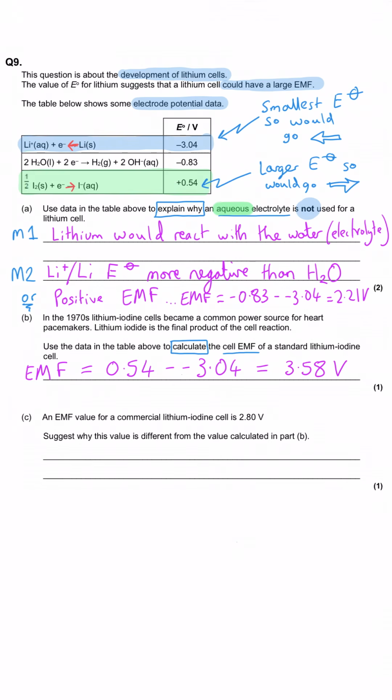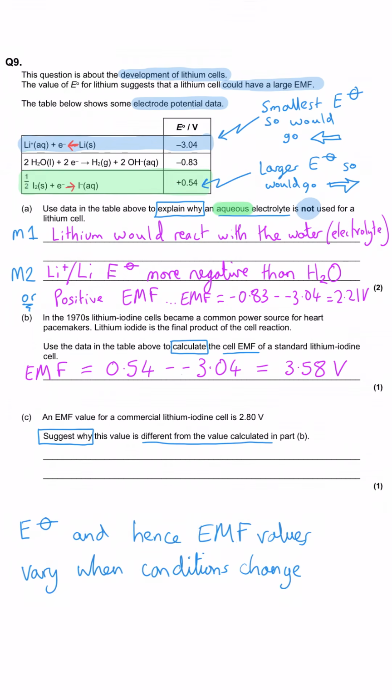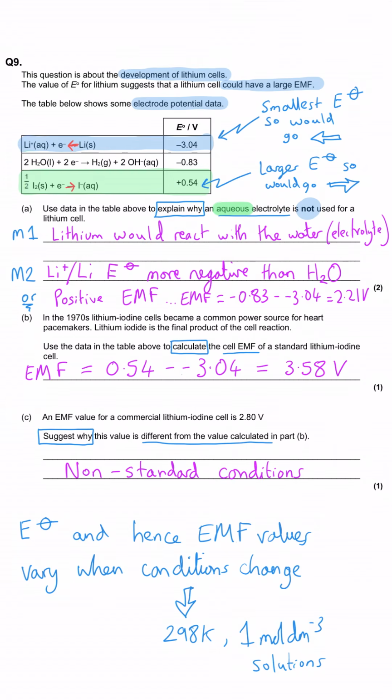And then the last question on this page says an EMF value for a commercial lithium iodine cell is 2.8 volts. Suggest why this value is different from the value we've just calculated in part B of 3.58 volts. Well, the only answer we can possibly suggest is that there is something different about the conditions. When we calculated that EMF in part B, we used the electrochemical series, and specifically we used these electrode potential values which are taken under standard conditions. So the best answer for 9C is to simply say that these are non-standard conditions.